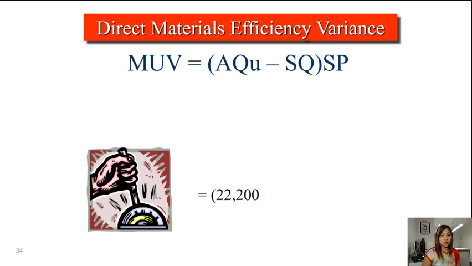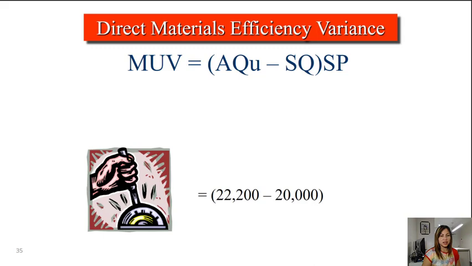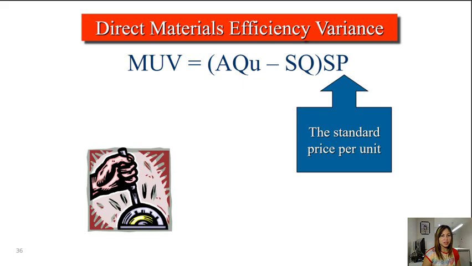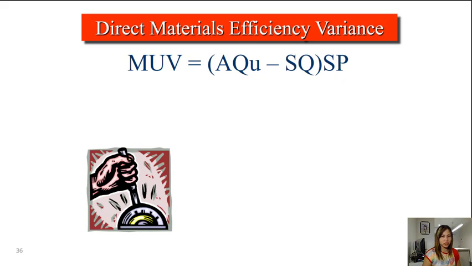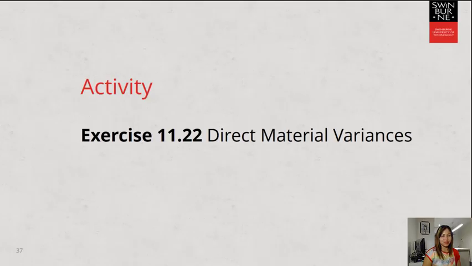That is 22,200 in this example, minus the standard quantity that you allow for the actual output, that is 20,000, times the standard price per unit of direct materials, that is $30. Therefore, the result is 66,000 unfavorable because you use more than your standard. Okay, now let's have a look at the activity for direct material variances.